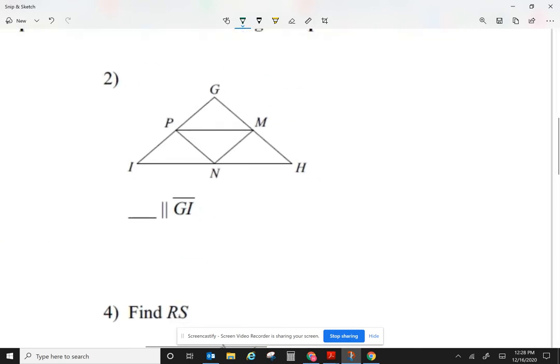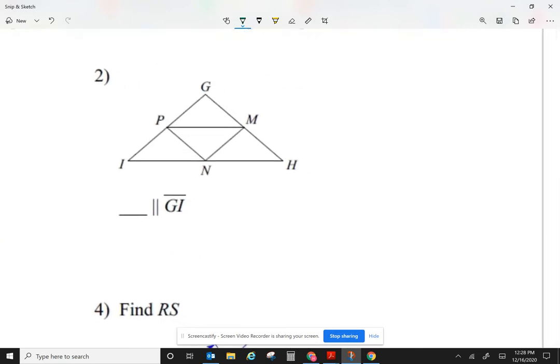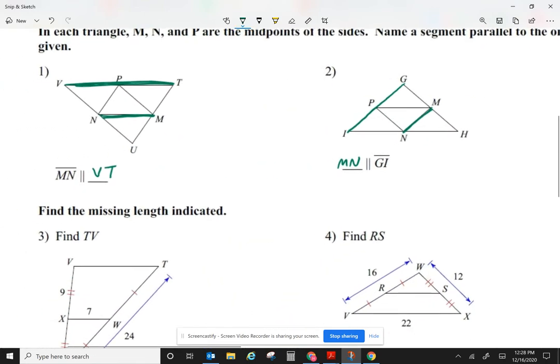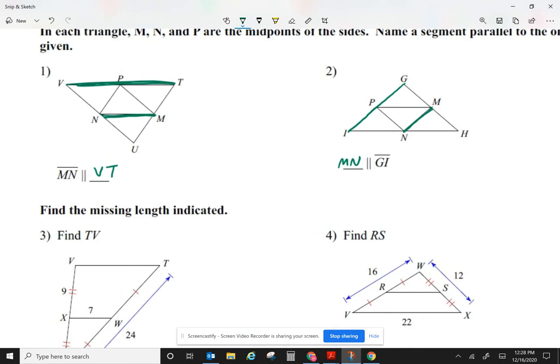Looking at question number 2. Something is parallel to GI. So let me see where GI is. GI is there. It's parallel to MN or NM, right? The order does not matter. So notice how in question number 1, originally I gave you the midsegment and I want you to tell me which side is parallel to it. Question number 2, I gave you the side, and then you had to give me the midsegment. So we're reviewing that a midsegment is parallel to a side.